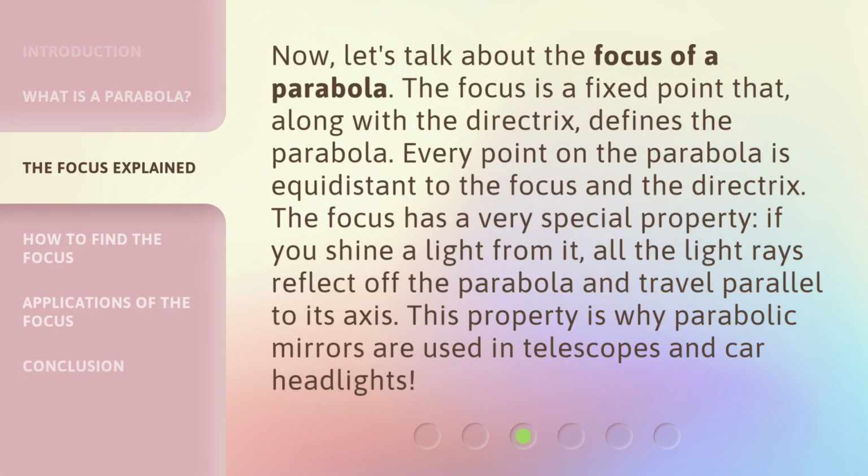Now, let's talk about the focus of a parabola. The focus is a fixed point that, along with the directrix, defines the parabola. Every point on the parabola is equidistant to the focus and the directrix. The focus has a very special property. If you shine a light from it, all the light rays reflect off the parabola and travel parallel to its axis. This property is why parabolic mirrors are used in telescopes and car headlights.